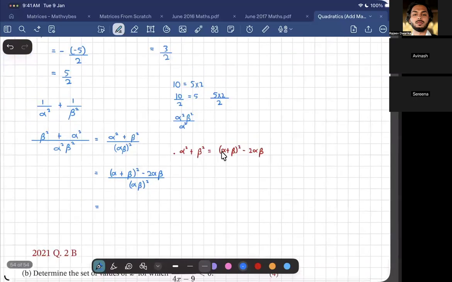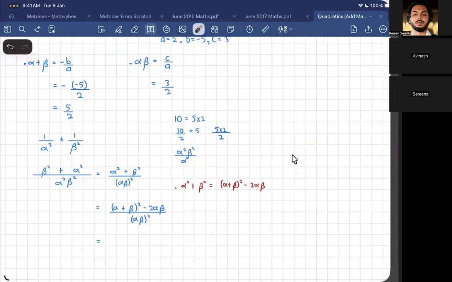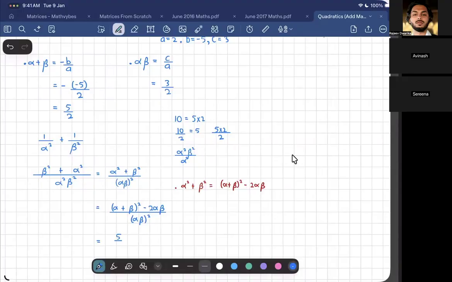Right. Now, do we know what alpha plus beta is? That was 2 over 5? No, alpha plus beta, not 2 over 5. Yeah, but the other way around. Wait, 5 over 2. Yeah, my bad, because the 5 is over the 2, right? So that'll be 5 over 2 squared.